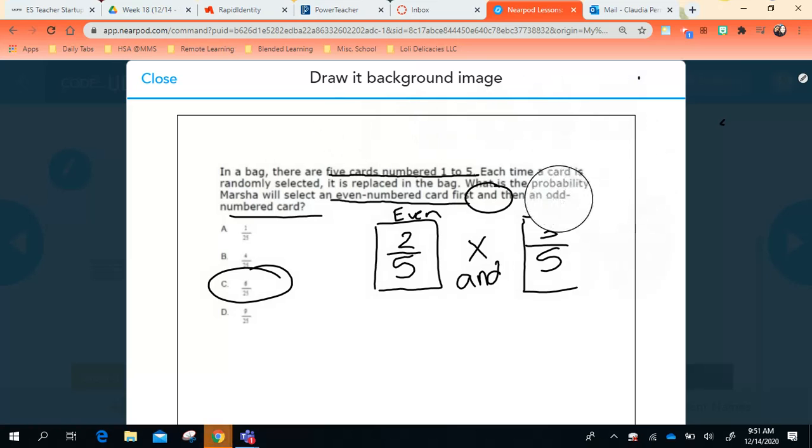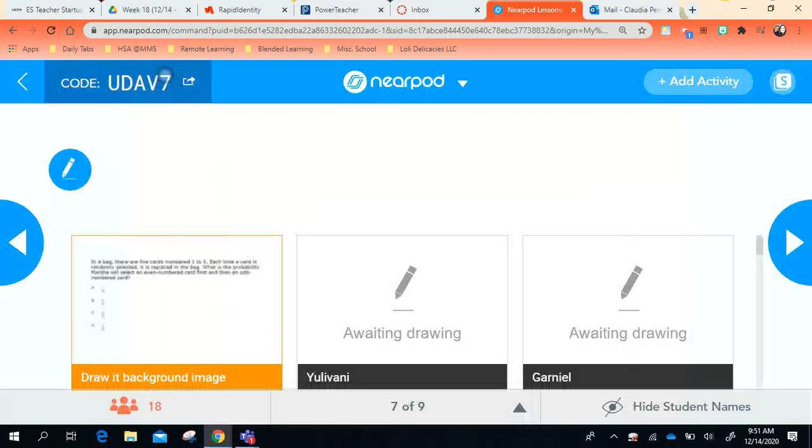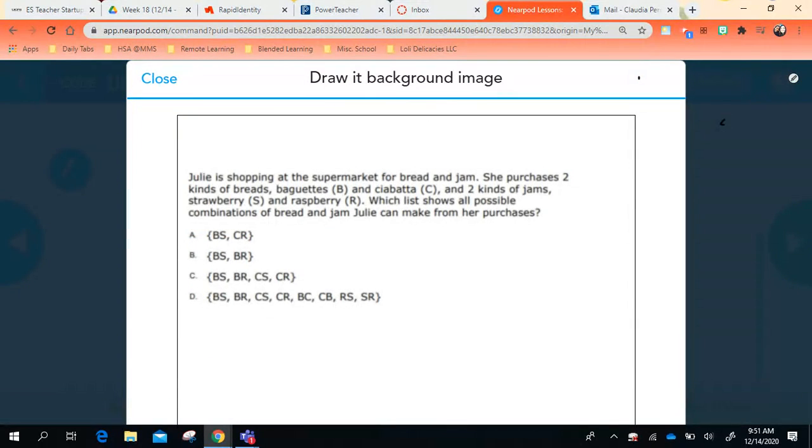Let's look at one more. Okay, this one says, Julie is shopping at the supermarket for bread and jam. She purchases 2 kinds of breads, baguettes, and do not judge how I say this, ciabatta, and 2 kinds of jams, strawberry and raspberry. Which list shows all possible combinations of bread and jam Julie can make from her purchases?